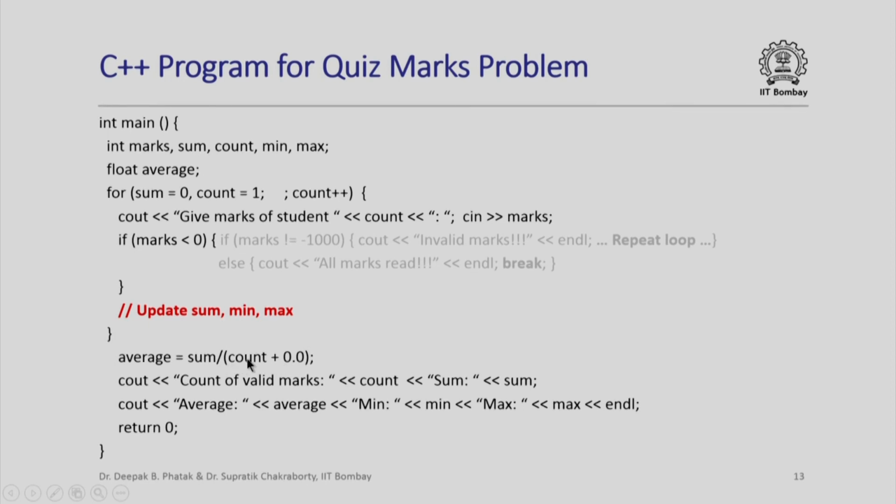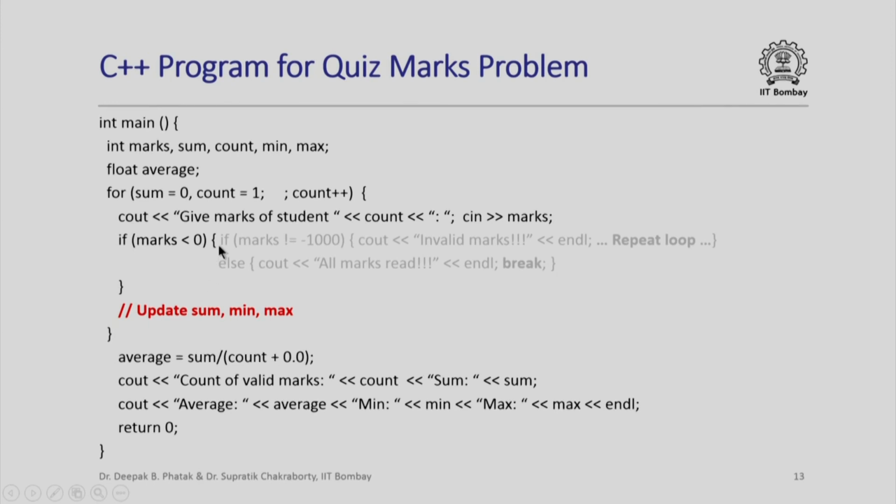Sum is of type integer, count is of type integer. If I just said sum divided by count, that entire expression would be of type integer and I would lose the fractional part of the average. Count plus 0.0 is of type float because count is of type integer and 0.0 is a floating point constant. Therefore, this denominator becomes of type float, and now when I divide sum, which is an integer, by this floating point value whose value is the same as that of count, I get a floating point average.